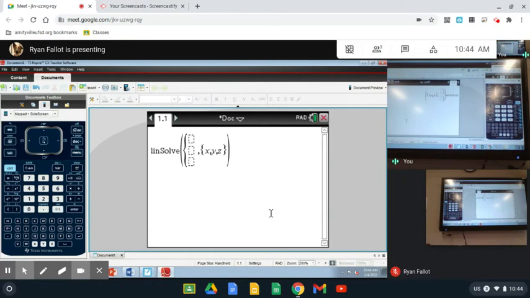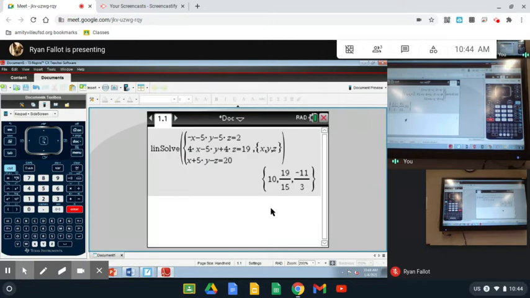We got negative x minus 5y minus 5z equals 2. First equation done. 4x minus 5y plus 4z equals 19. X plus 5y minus z equals negative 20. I did something wrong. So, negative 20. There we go. Negative 20. I got to put a negative 20 right here.